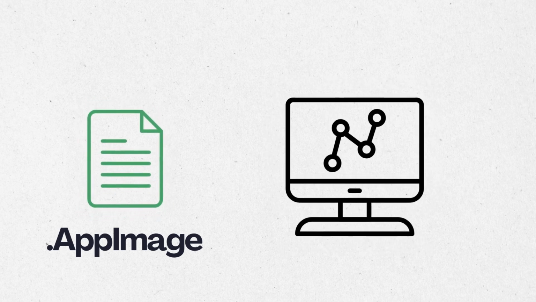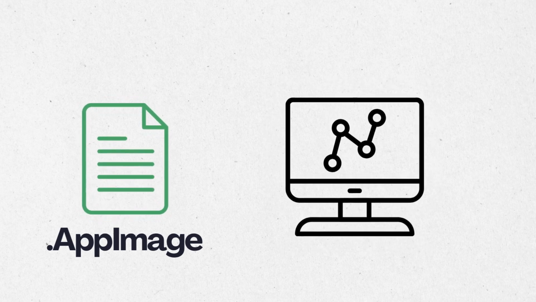You might have also seen installation files that end in .AppImage. These are standalone applications. You download it as a single file, you make it executable, and you just run it. You don't need to install anything else.